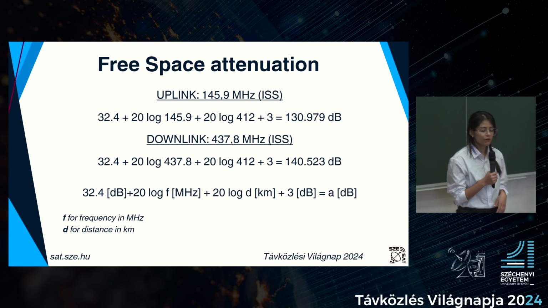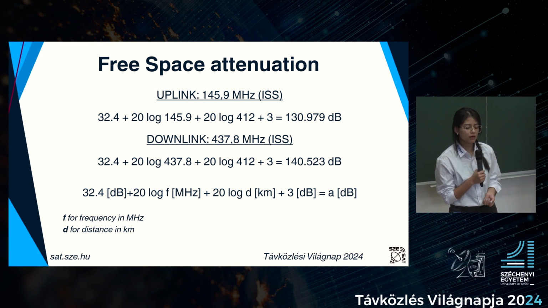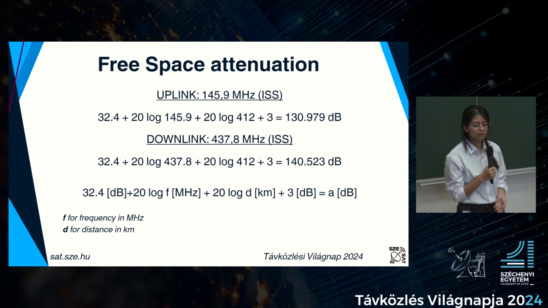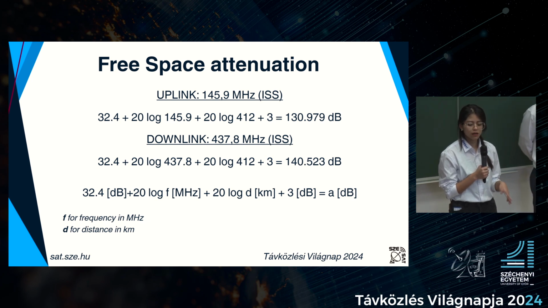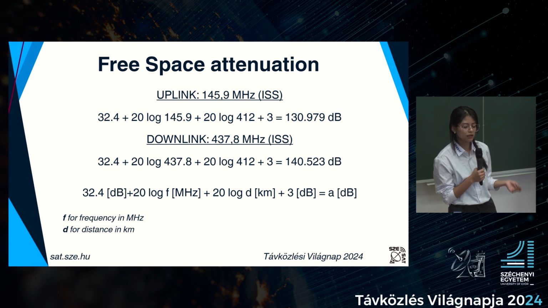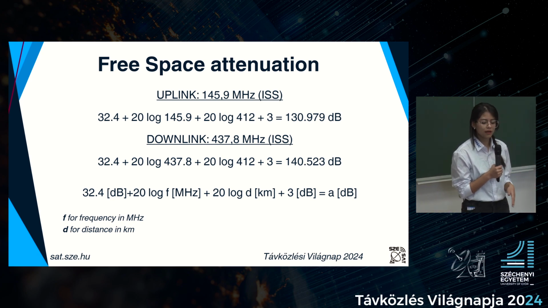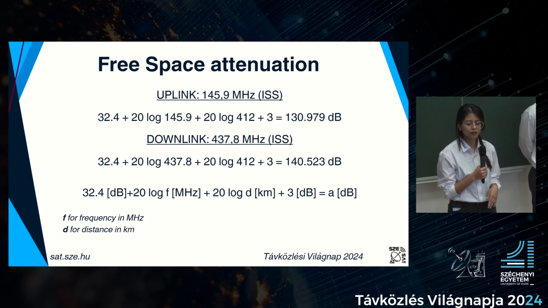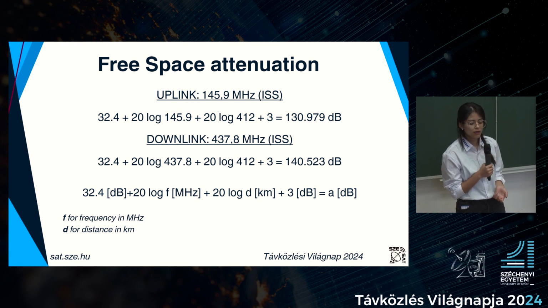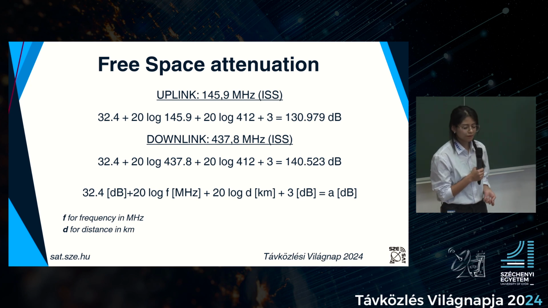We use the formula from E2, that is 32.4 plus 20 log of the frequency for uplink, plus 20 log of the distance in kilometers, plus 3. This 3 dB is, for example, atmospheric attenuation, polarization attenuation, or humidity. And we calculate for uplink 130.97 dB, and for downlink 140.52 dB.